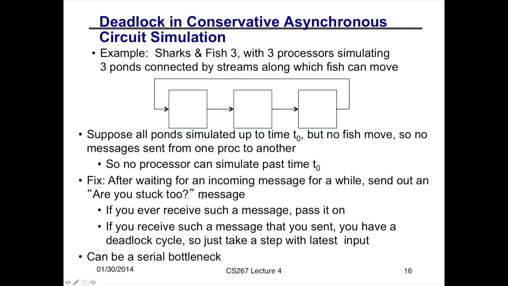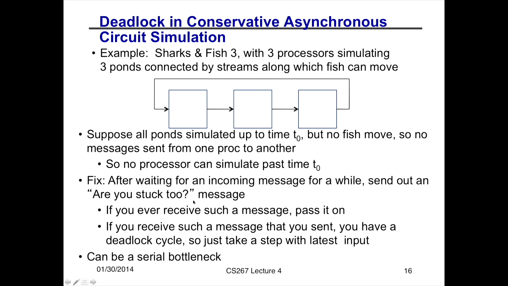So what's the fix? After you wait for a little while, you send a message to your neighbor saying, are you stuck too? And if you get a message saying, are you stuck too, you pass it on to your neighbor. And finally, if it comes around, if there actually is a cycle, because you can only have a deadlock if you have a cycle, if you get your own message back that says, are you stuck too, you know you're stuck. In that case, everybody can take a step forward. Now, needless to say, this can be a serial bottleneck if you have to do this to take every time step. But if it doesn't happen very often, and in some simulation situations it doesn't, then this is a good way to do it.